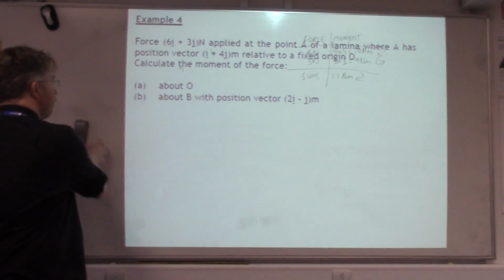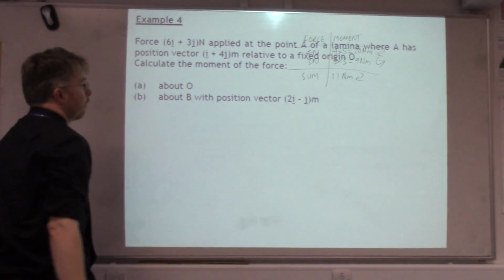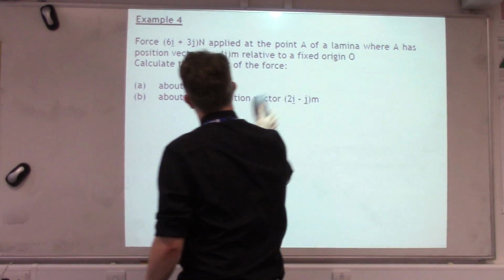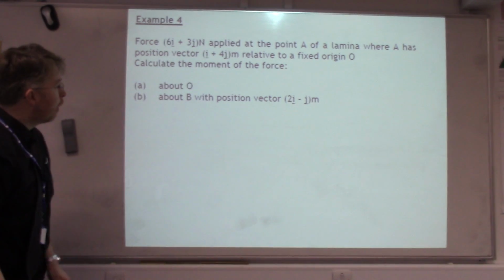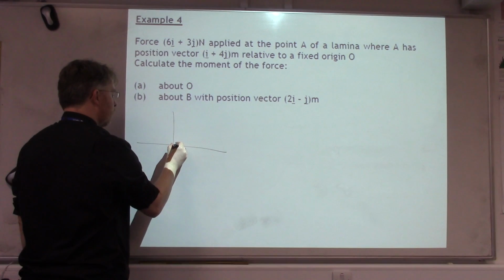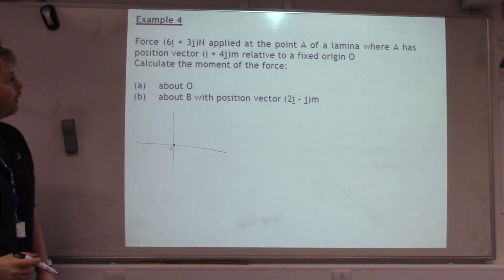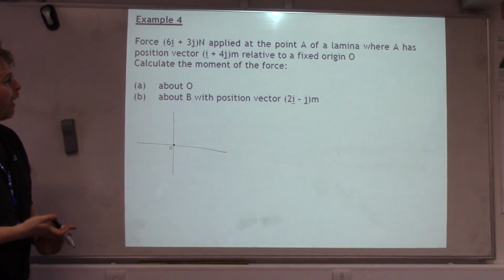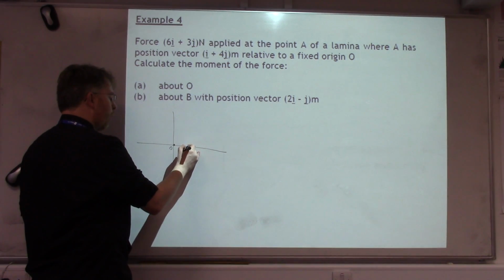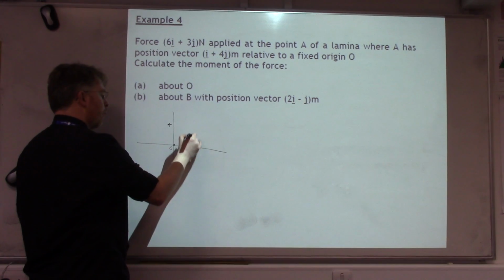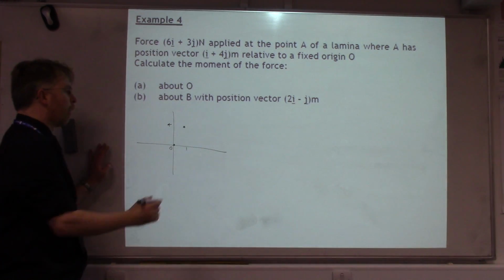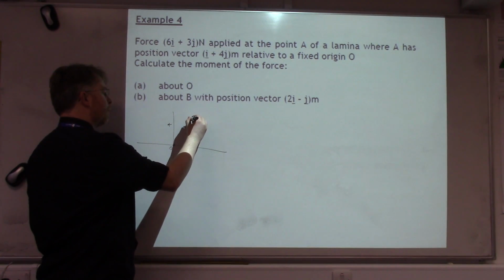Final example. So a little sketch to help. We've got a grid, we've got the origin at O. We've got a force 6i plus 3j newtons applied at point A, where A has position i plus 4j. So 1 across, 4 up. There's my point. And then our vector goes 6 across and 3 up.